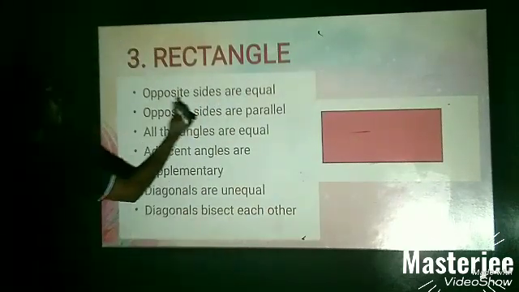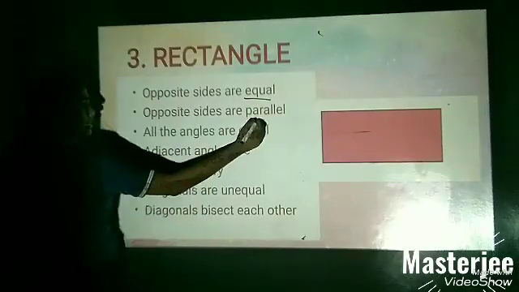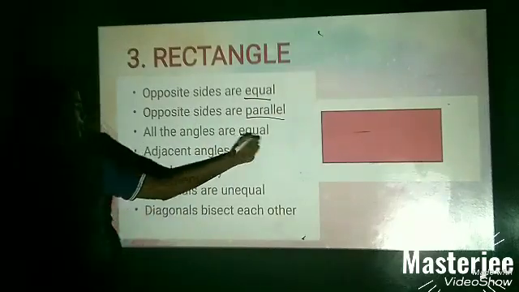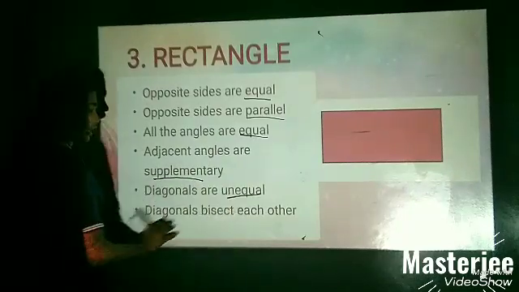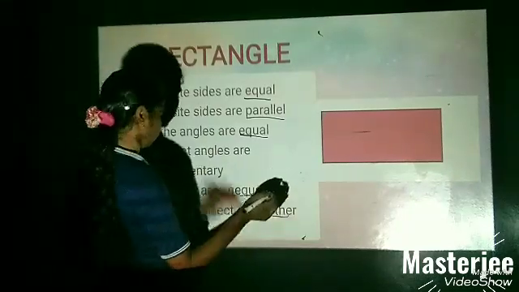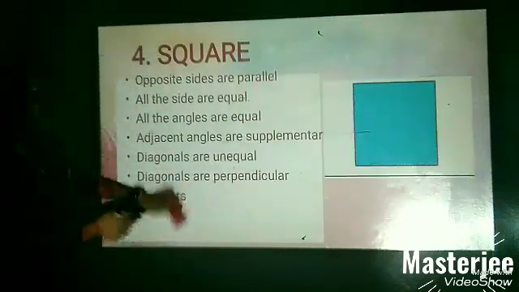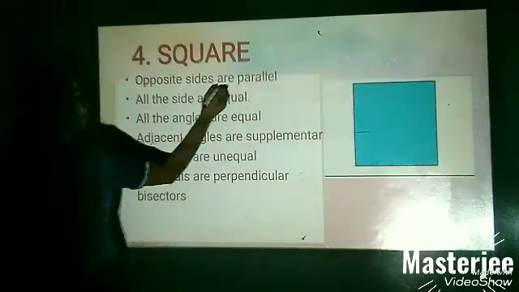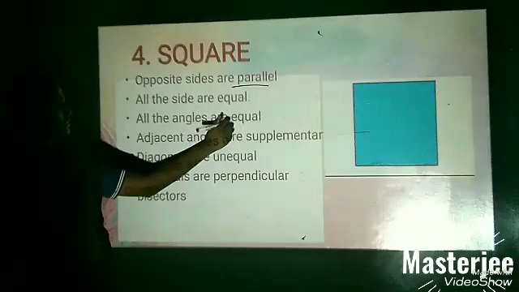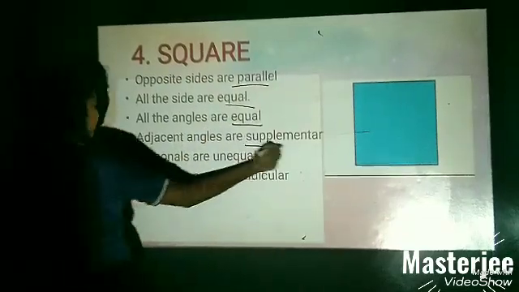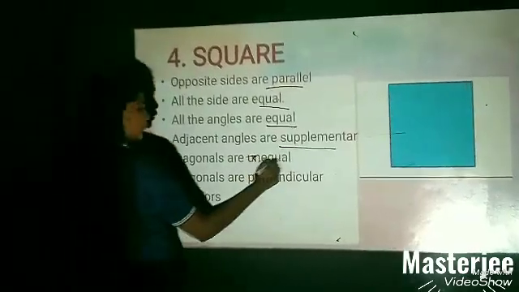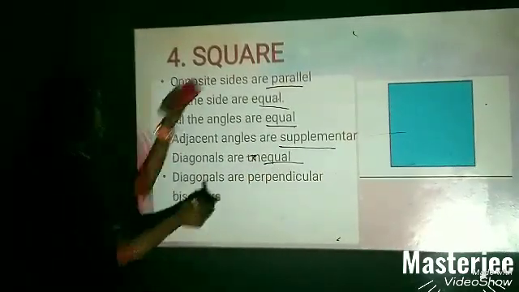Rectangle. The opposite sides are equal, opposite sides are parallel, all the angles are equal, adjacent angles are supplementary, diagonals are equal, and diagonals bisect each other. Square. A square has opposite sides parallel, all the sides equal, all the angles equal, adjacent angles supplementary, diagonals equal, and diagonals perpendicularly bisect each other.